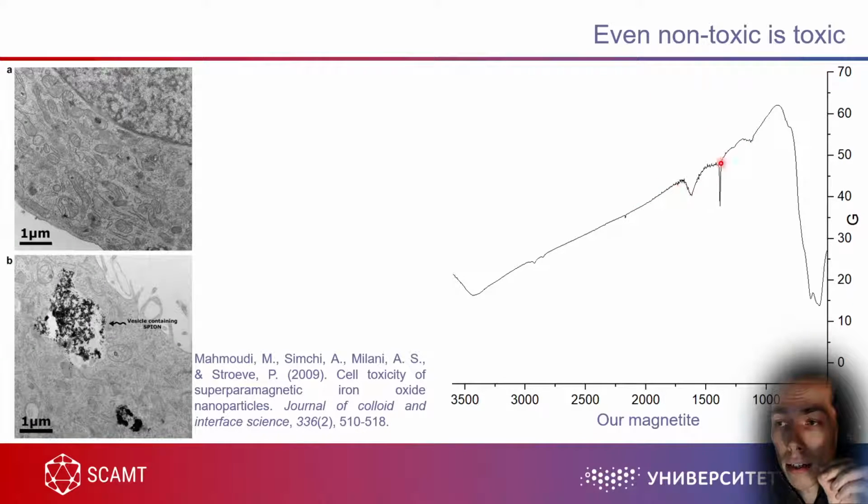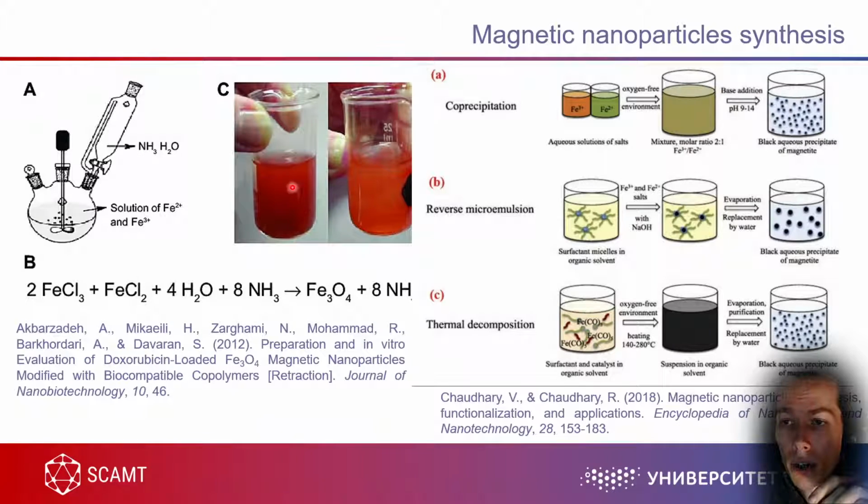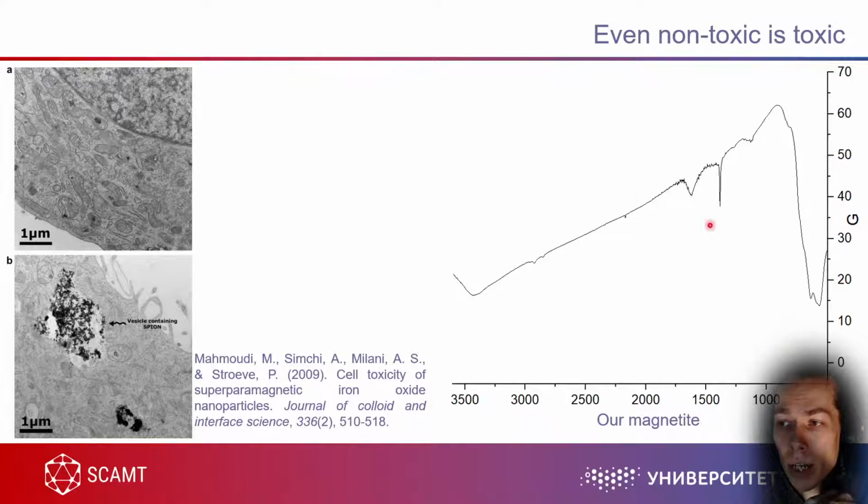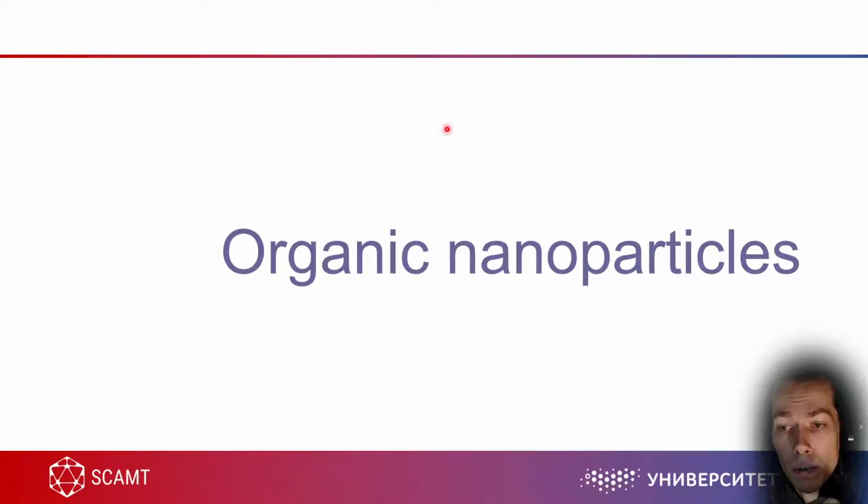As you can see, there's a lot of ammonia still in this magnetite solution. So even such methods as co-precipitation need proper washing techniques to get rid of some traces of toxic reagents. And finally, we will move to organic nanoparticles, and there are also some methods that will produce a less or more toxic formulation.